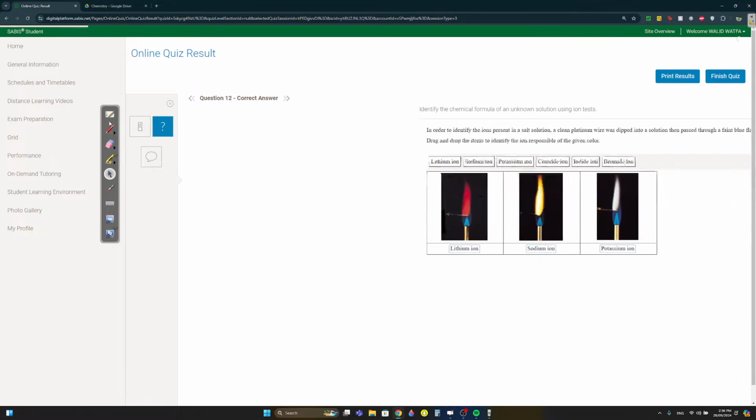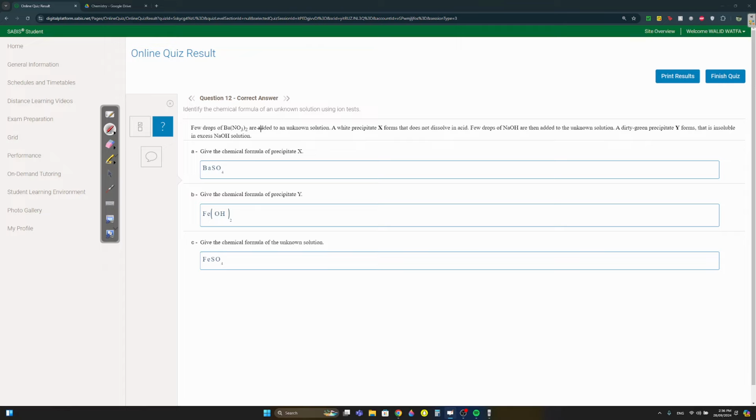Okay, 12. Few drops of barium nitrate are added to an unknown solution. A white precipitate X forms and does not dissolve in acid. I'm going to continue reading later because obviously they want precipitate X. If you're adding barium nitrate and you get a white precipitate, what is it? We know barium sulfate gives me a white precipitate, right? So BaSO4. It's memorization. I can't really tell you anything other than memorize.